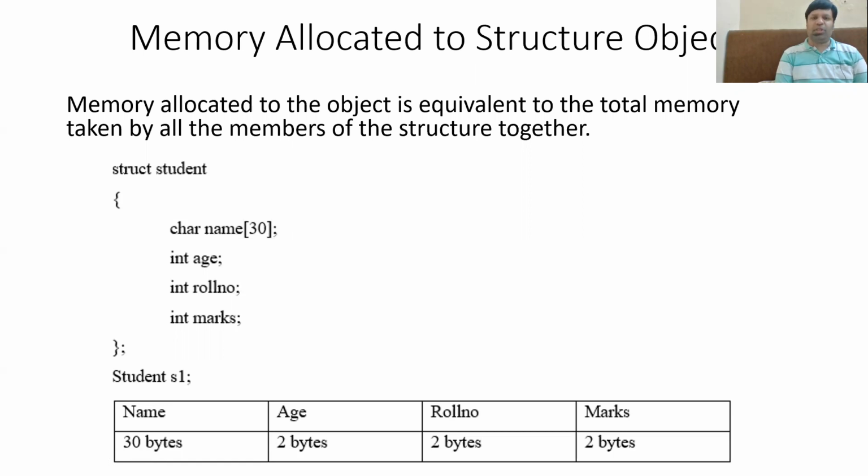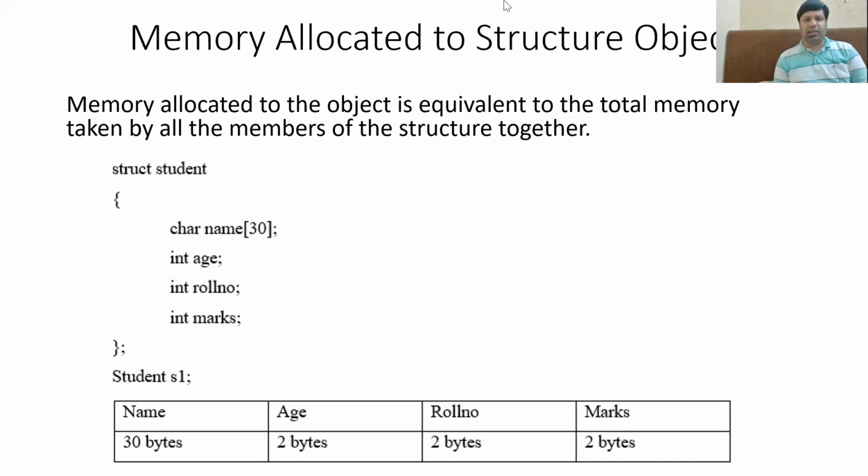So now the question is how much memory is allocated to a structure object. Memory allocated to the structure object is equivalent to the total memory taken by all the members of the structure together. Because the elements of the structure can be of different data types, hence we cannot multiply them. We need to calculate the memory required by individual elements of the structure, and then only we can compute the total memory required by the object.